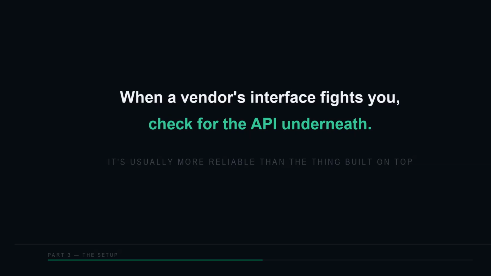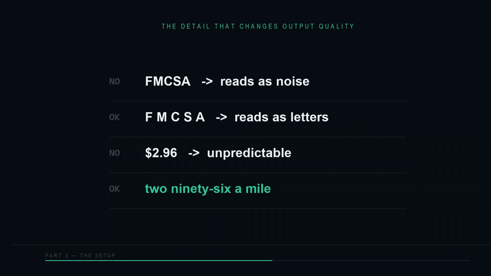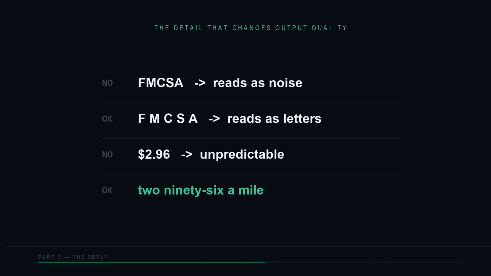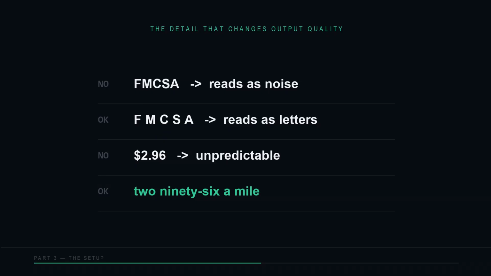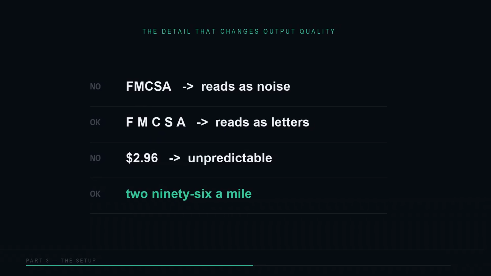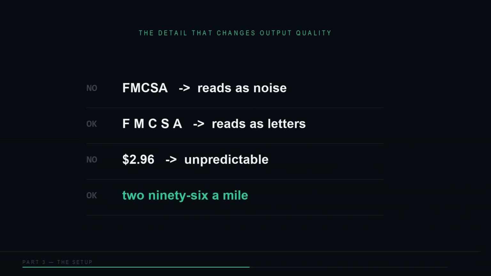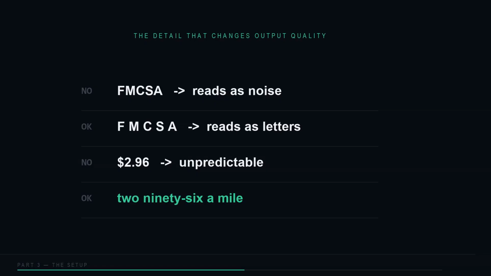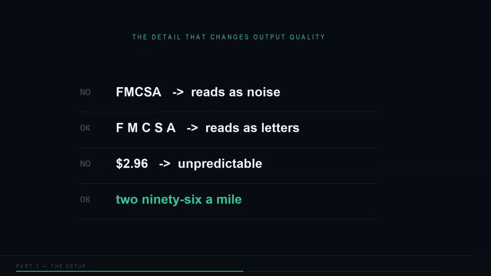So in my script, I write FMCSA with spaces between the letters, and I write out 296 a mile instead of the $ and the digits. The script file I send to the engine is written the way it should sound, not the way it should be read. That single habit is the difference between narration that sounds professional and narration that sounds like a screen reader.